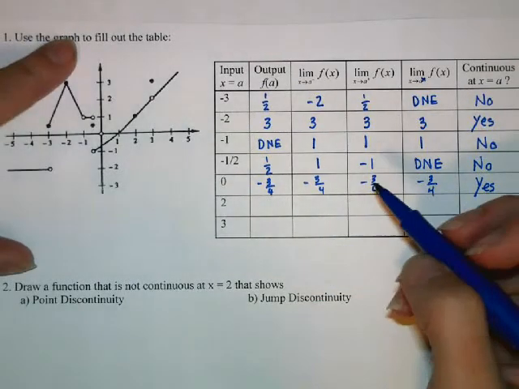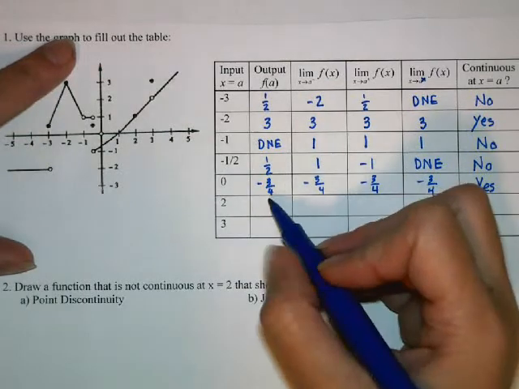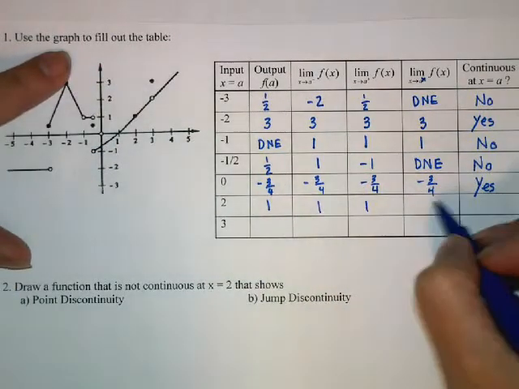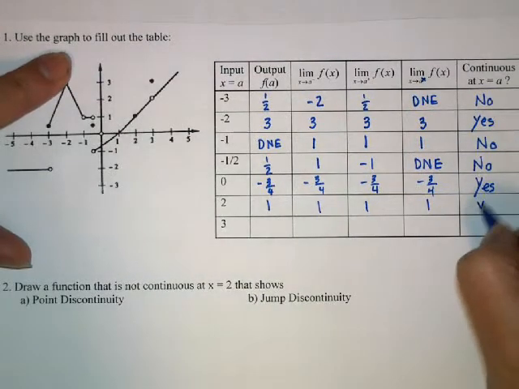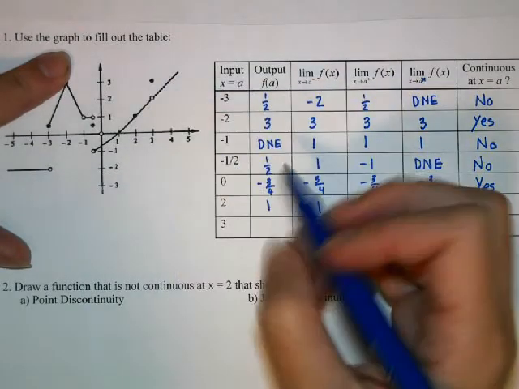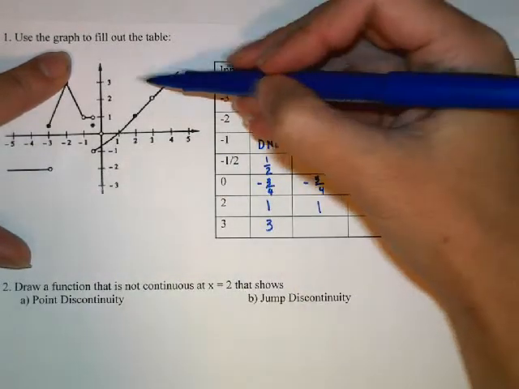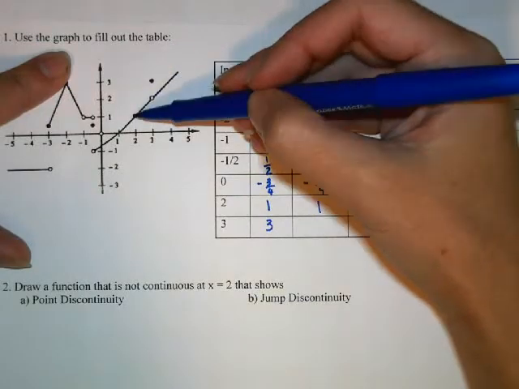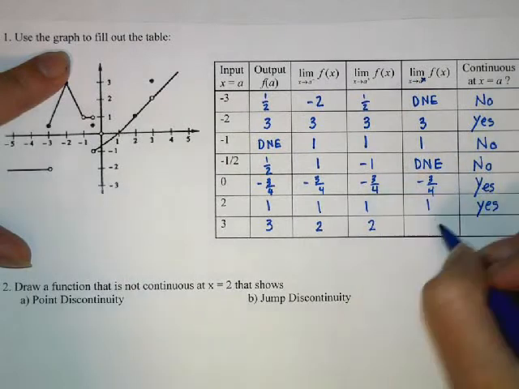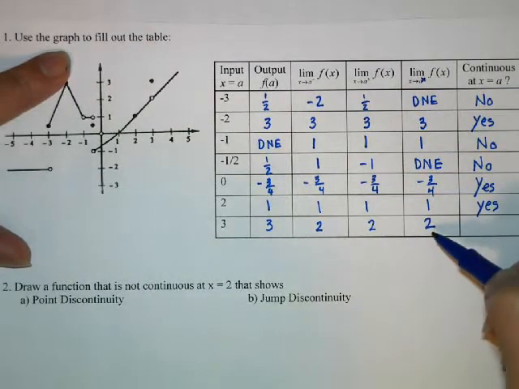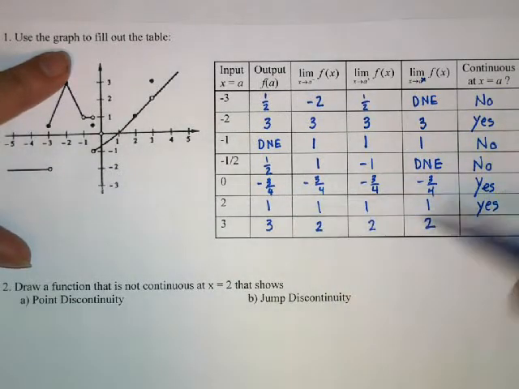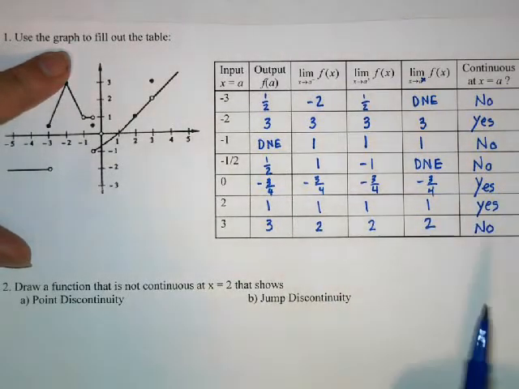At 2, the function value appears to be 1. The limit from the left and the right are both 1. So the limit is 1, the function value is 1, which makes this continuous. And finally at 3, the function value is 3. The limit from the left is 2. The limit from the right is 2. So the limit exists and is 2. The function value exists and is 3. So they're not the same, which makes this discontinuous.